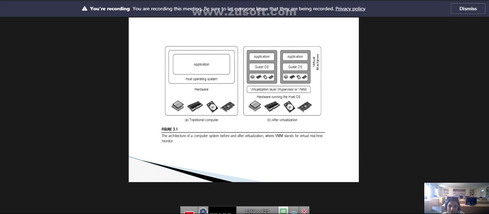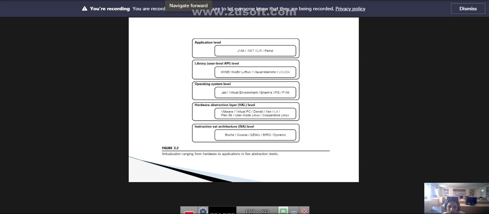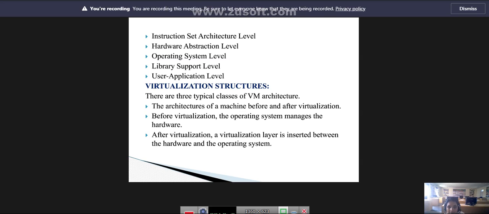Okay, so next, this is the diagram we have just seen. Now the implementation levels: virtualization can be implemented at various operational levels, as seen in this diagram. These levels, going downwards, are the instruction set architecture (ISA) level, hardware level, operating system level, library level, and application level. These are the different operational levels available in virtualization, and they are explained individually here. So what is meant by instruction set architecture?